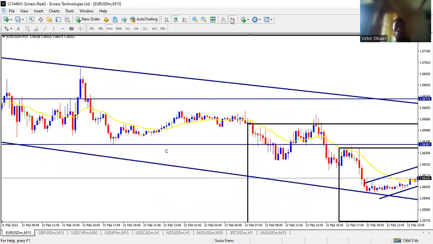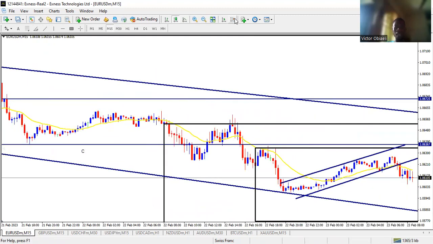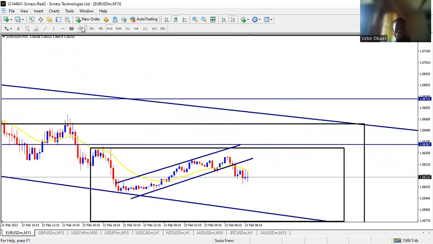What am I seeing? I'm looking for my A and B, A, B, and C, my entries. That's what I'm looking for. So what will I do? I come here. Do we have a break in the market structure? Yes. And where it is.